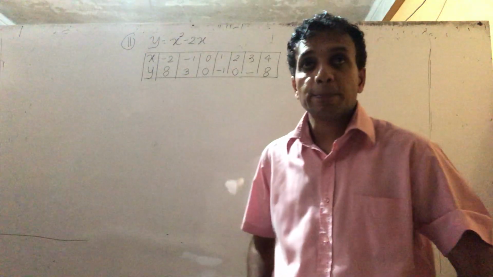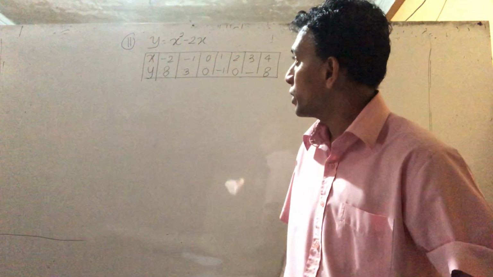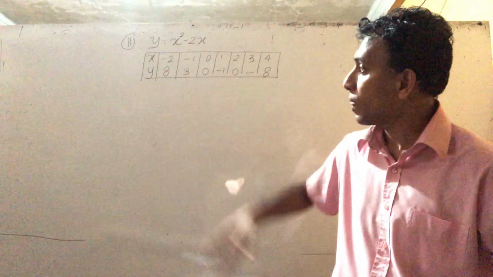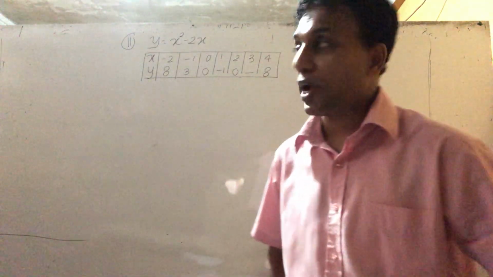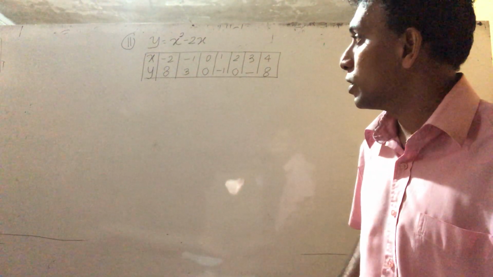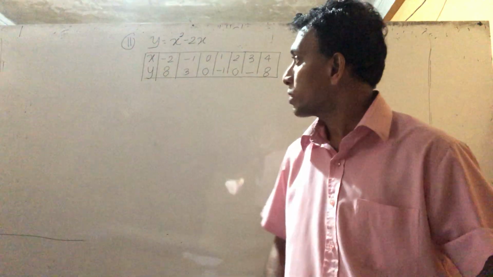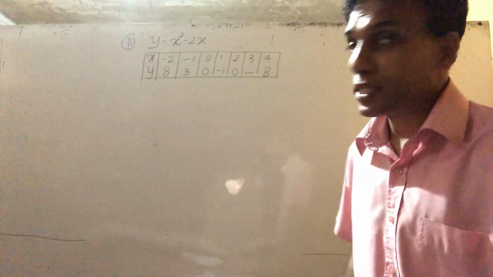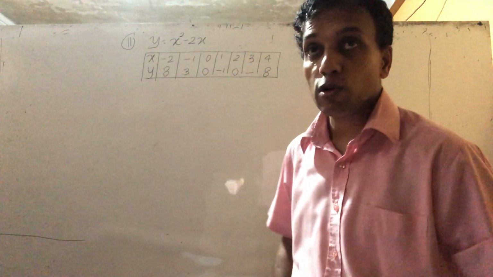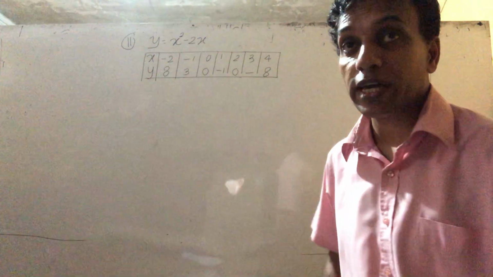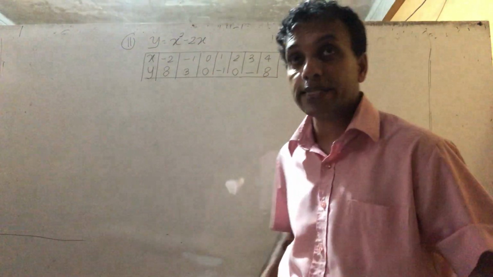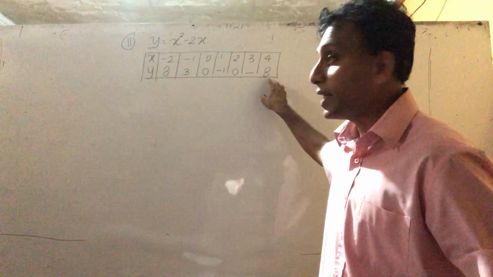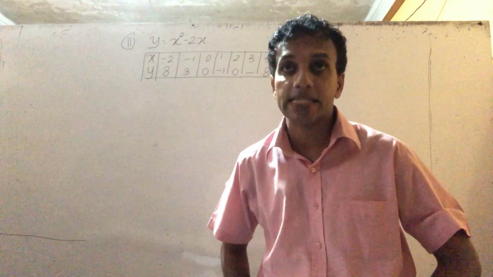So question number 11, the equation y equals x squared minus 2x, and copy the table. X values from minus 2 to plus 4. When x is minus 2, y is 8; x is minus 1, y is 3; x is 0, y is 0; x is 1, y is minus 1; x is 2, y is 0; x is 3, there's a blank; x is 4, y is 8. This is from the 2019 exam paper.